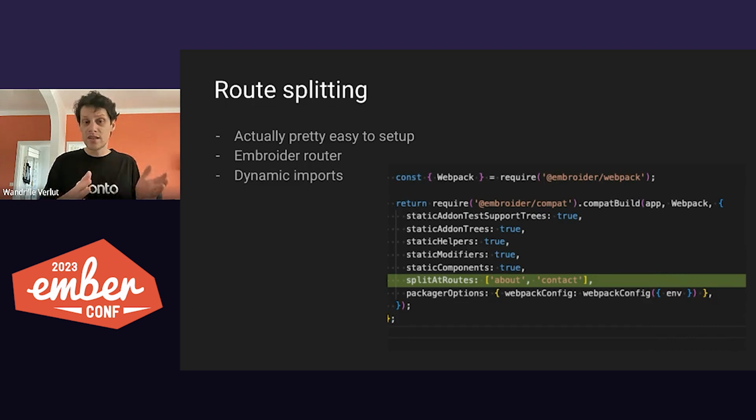It's actually fairly easy to set up. You just have to replace Ember router with Embroider router. It's a wrapper of the former one that is capable of also handling dynamic imports. Also, you will have to decide which route should be loaded as a dedicated chunk, and the strategy depending on which one will change from one app to another, obviously.